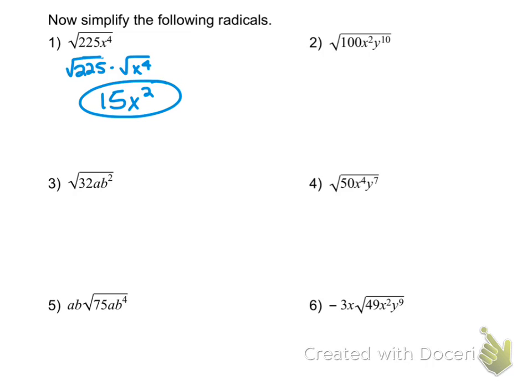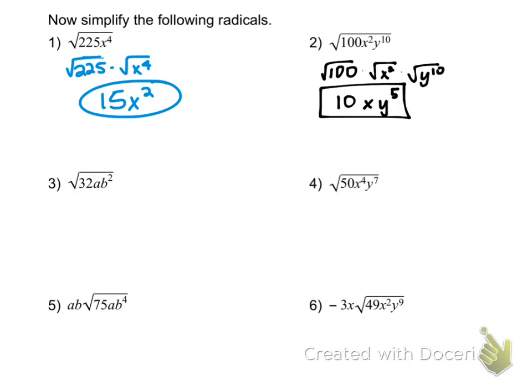So this one, again, I would have the square root of 100 times the square root of x squared times the square root of y to the 10th. I just like breaking it up like this. Everything that's multiplied together can go underneath the same radical, or you can split it up like this. It works the same way. So the square root of 100 is 10, and then the square root of x squared is just x. Remember, you divide that exponent by 2. And then the square root of y to the 10th is y to the 5th. Remember, dividing it by 2. So 10x y to the 5th. That's what we have. So the main thing is knowing your perfect squares.